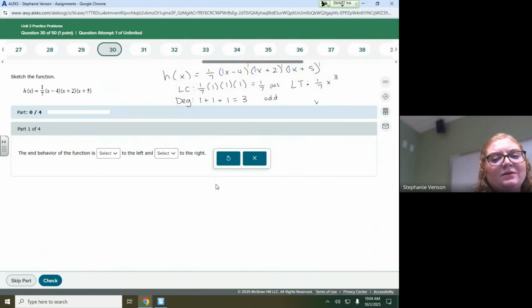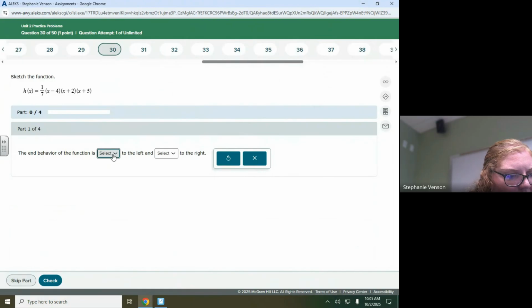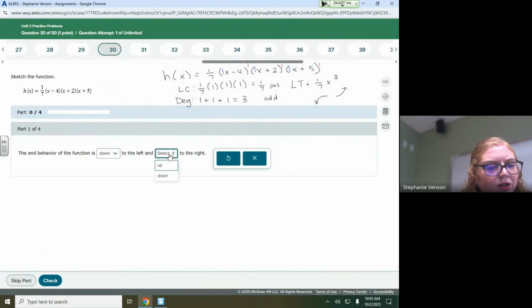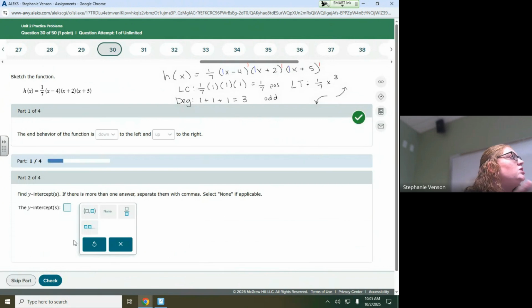So positive odd means you're down on the left and up on the right. I remember it by the picture, and then if I draw it, I can fill in the blanks correctly. So part 1 says the end behavior of the function is down to the left and up to the right. Okay, any questions on how I got the leading coefficient, the degree, brought them together to get the leading term, and then determine the end behavior? Floor is yours. Everybody good?